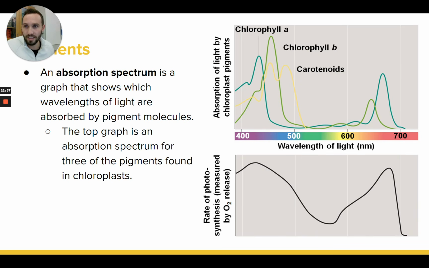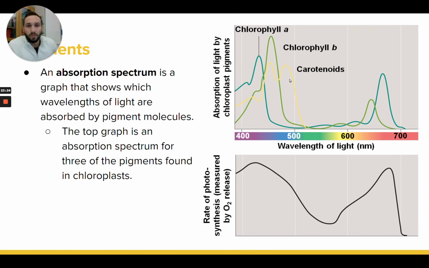And so there's these things called absorption spectrums. These absorption spectrums show you different wavelengths of light and how much of their energy is being absorbed by certain pigments. On this absorption spectrum, we're looking at 3 different pigments. These are common pigments found in plants: chlorophyll A, chlorophyll B, and pigments called carotenoids.